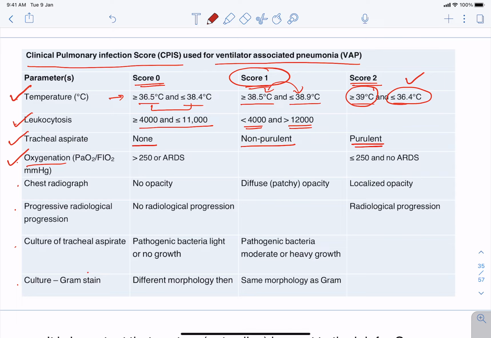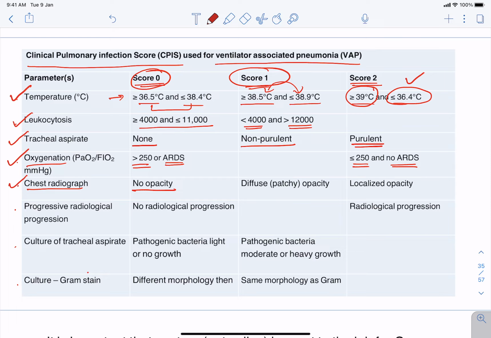Then you have oxygenation, that is the ratio of PaO2 and FiO2. If it is more than 250, or if it is ARDS, still you will give the score 0. It will not be counted as contributing towards VAP. But if this ratio turns out to be less than or equal to 250 and there is no ARDS, then this signifies that it is moving towards VAP.